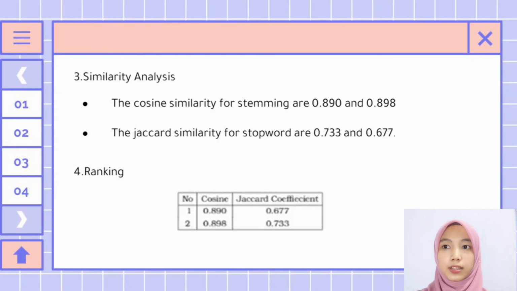Okay, the next one is similarity analysis. So we calculate the value by using the coding that was run in Java NetBeans. So this is the result. The cosine similarity for stemming are 0.890 and 0.898. The Jaccard similarity for stop words are 0.733 and 0.677. And the last one is ranking. The ranking is for cosine and Jaccard similarity. As you can see in the table, the result is ordered with the lowest one first and then the highest.